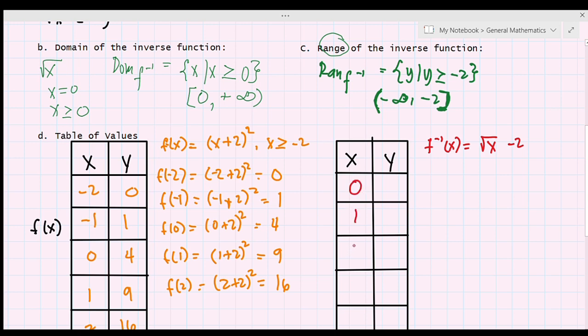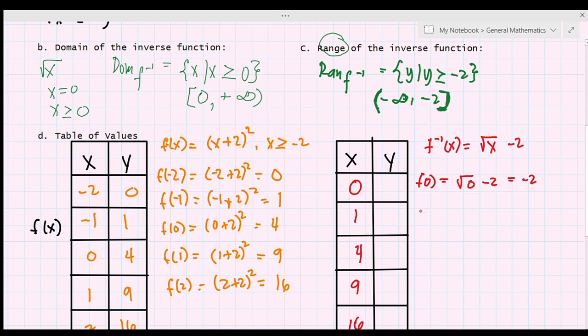Let's get the points. So these are the ones we will take, and we have 16. Observe what happens to the f of x result and to the inverse function result. So we have to substitute all of these numbers. F of 0: the square root of 0 minus 2. The square root of 0 is 0, minus 2 is negative 2.